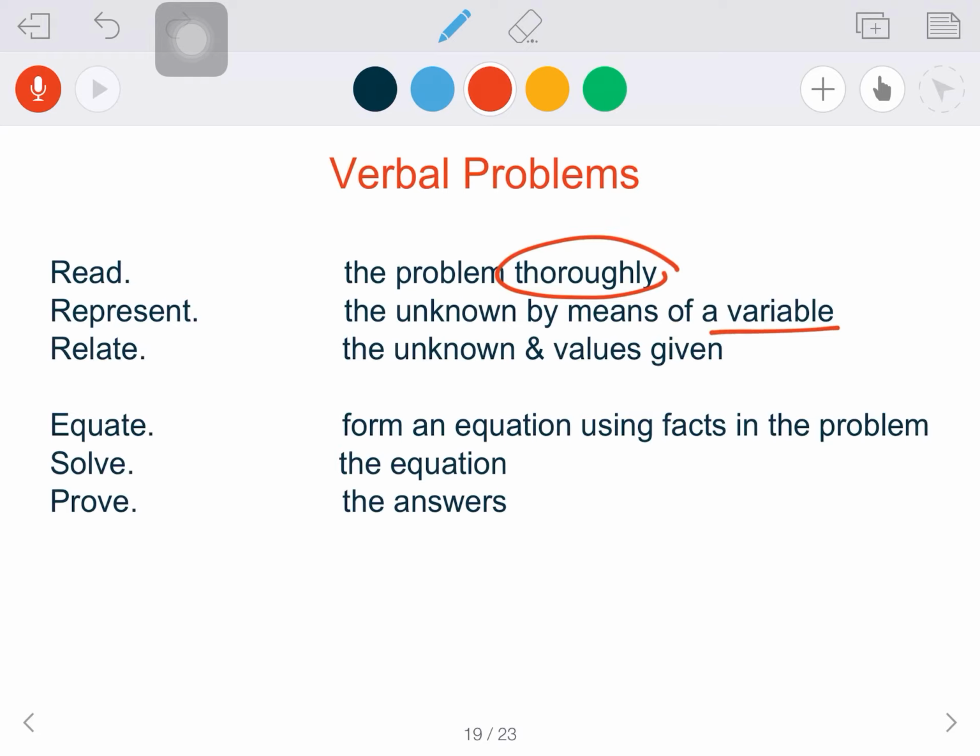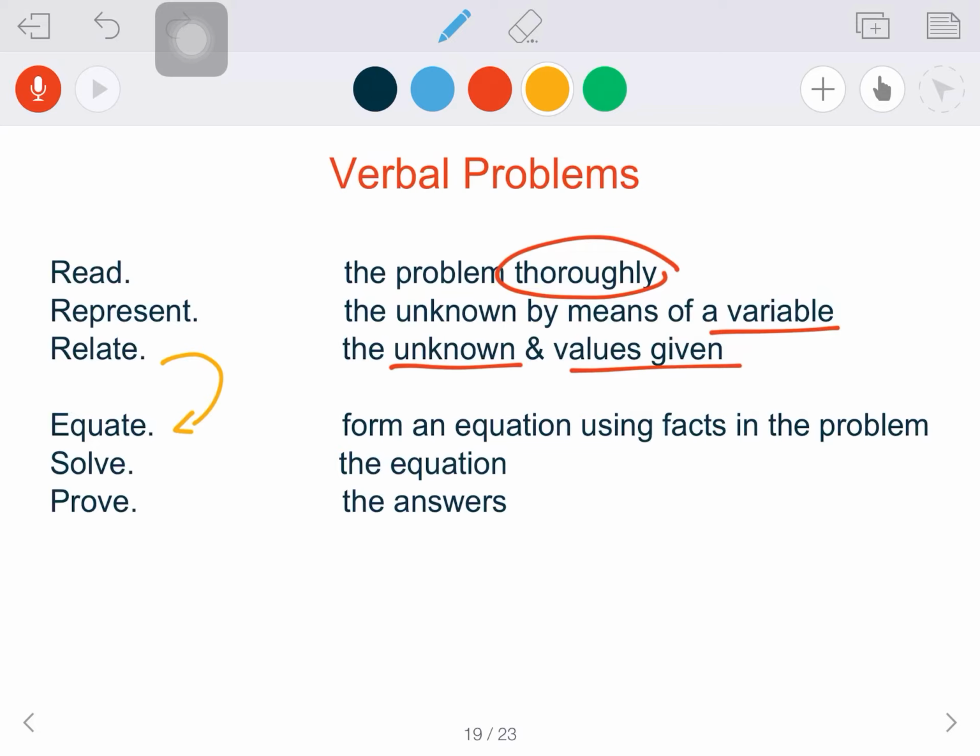The next one after we represent is to relate. Relate what? The unknown and the known values. So you have there the unknown and the values given. So unknown and known values should be related. And how do we relate them? Usually we use equations. Also, we use symbols like operations, so the plus, the minus, etc. After we relate, the thought process that would come next would be the equation, which is very, very important because once we relate it correctly, the correct equation should follow.